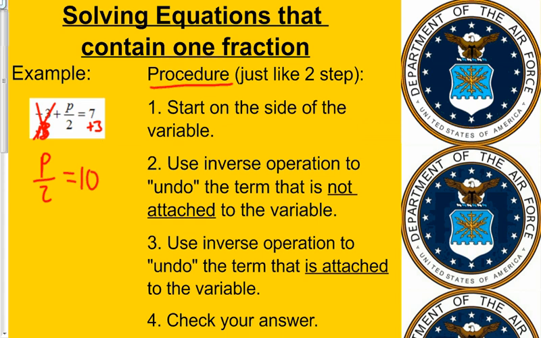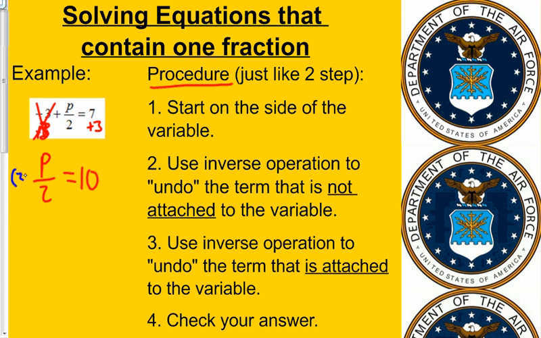Now we can use the inverse operation to undo the term that is attached to it. And there's where the fraction comes in. P over 2 is the same thing as p divided by 2. Fractions and division are the same. They can be used interchangeably. So to get rid of that dividing by 2, we do the inverse operation here, which is multiplying by 2.